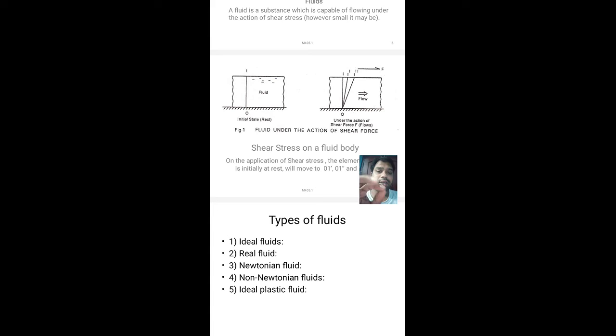For example, in this figure, 0 1 is at rest position. If you apply a little amount of force, the fluid will tend to deform continuously. The fluid particle which is at 1 is shifted to 1 dash. The fluid particles at 0 1 are shifted to 0 1 dash, and further shifted to 0 1 double dash. So it goes on deforming continuously, even if you apply only a little amount of force.